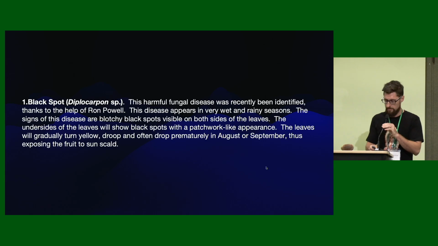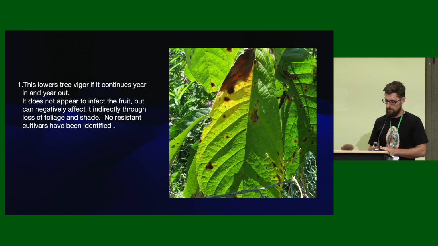The leaves will gradually turn yellow, droop, and often prematurely drop in August or September, thus exposing the fruit to sun scald. So the less foliage you have on your trees, the more problems you're going to have with the fruit potentially getting sunburned. This is what a tree with black spot looks like. It appears to lower the tree vigor if it continues year in and year out. It does not appear to infect the fruit, but can negatively affect it indirectly through loss of foliage and shade. No resistant cultivars have been identified yet.